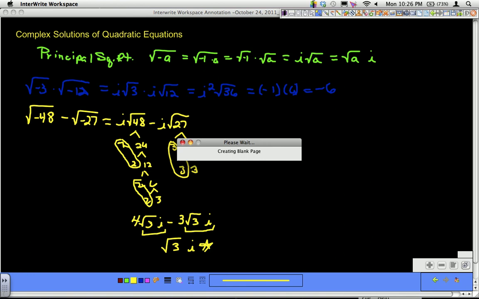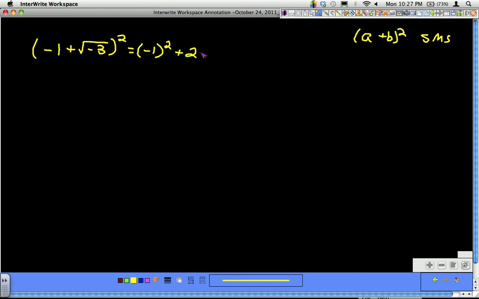Alright, let's take a look at another one here. This is another one that was cut that we've looked at already, but it's got a few more components to it this time. So this is another one of those that looks like (a plus b) all squared. So I would say square, multiply, square. So square the first, plus, we're going to multiply 2 times -1 times square root of -3, and then square the last.